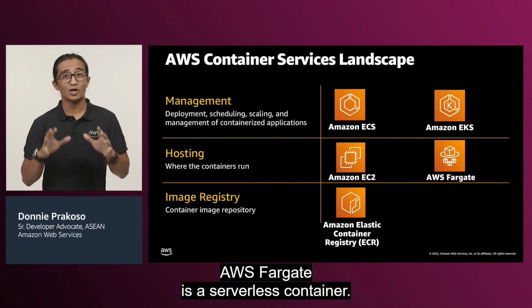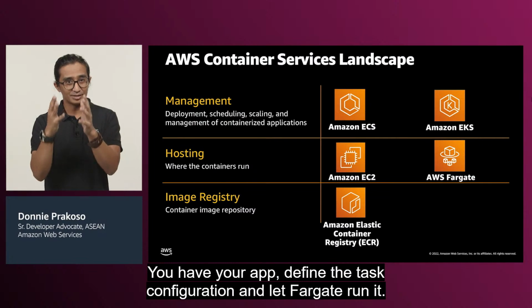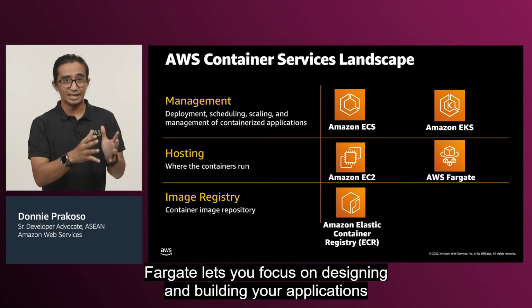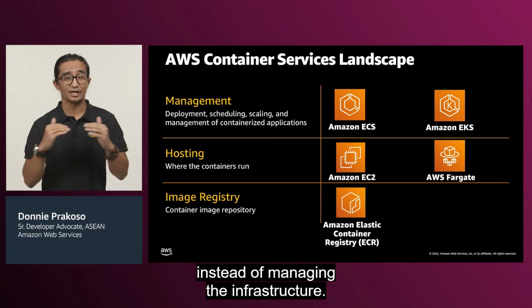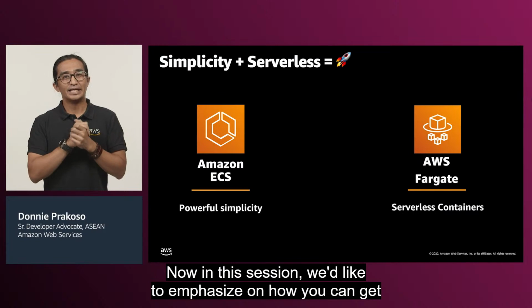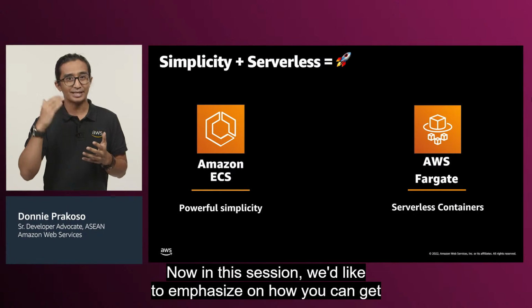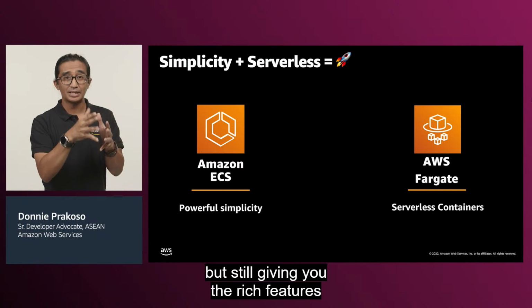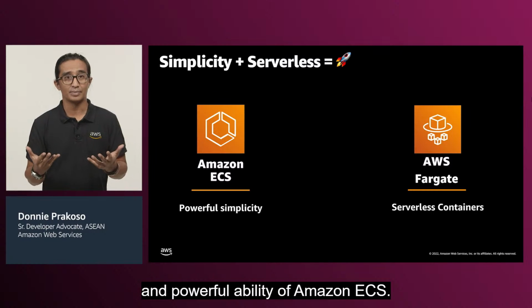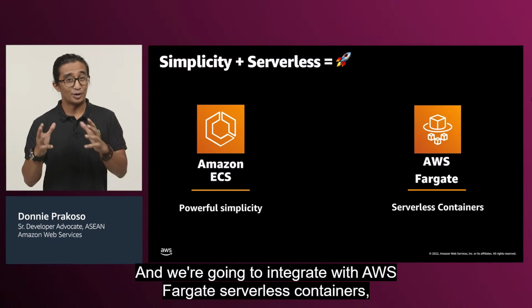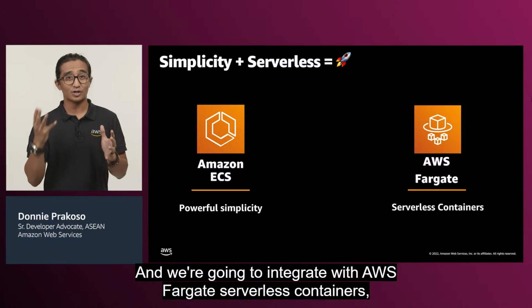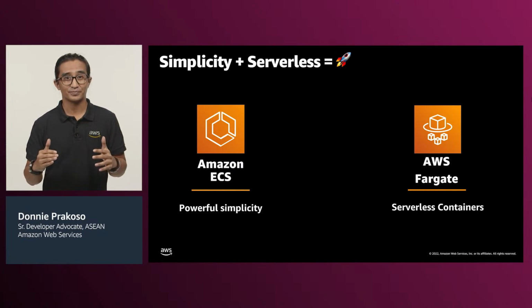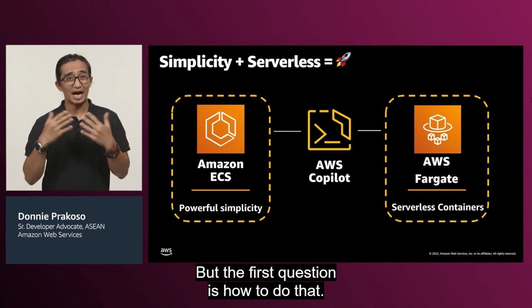AWS Fargate is a serverless container. You have your app, define the task configuration, and let Fargate run it. Fargate lets you focus on designing and building your applications instead of managing the infrastructure. Now, in this session, we'd like to emphasize how you can get started easily with your container application. So, we're going to focus on simplicity, but still giving you the rich features and powerful ability of Amazon ECS. And we're going to integrate with AWS Fargate serverless containers, so you can have more time building your apps and not managing your infrastructure. But the first question is how to do that.